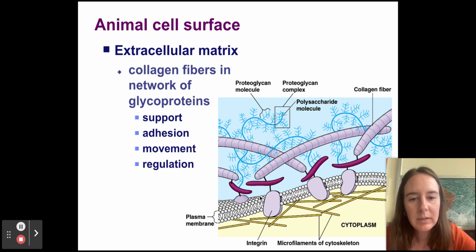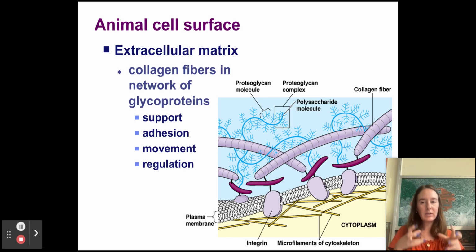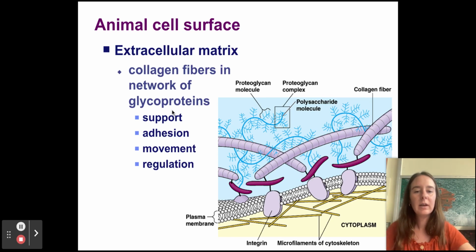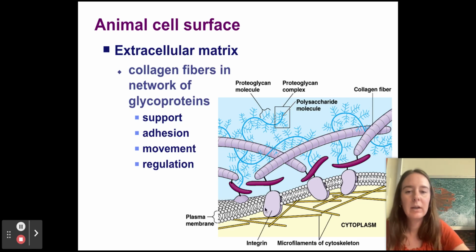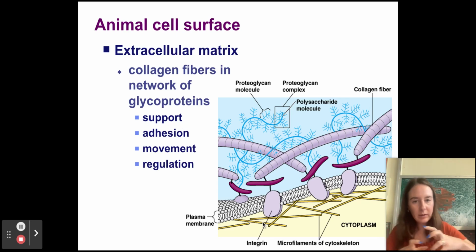And you can see the proteins that are embedded can actually connect to the extracellular matrix, holding it in place. So it allows the cell to be supported within the matrix. Adhesion basically means they're connected, they're sticking to each other. It can allow the cell to move around, so depending on how the extracellular matrix is moving, it can move around. And also regulation, so depending on what's out here can determine what is coming into the cell.